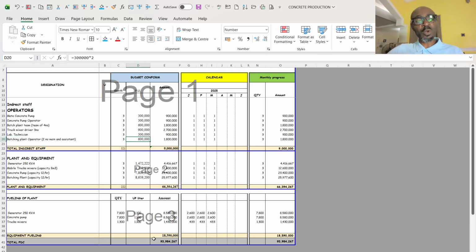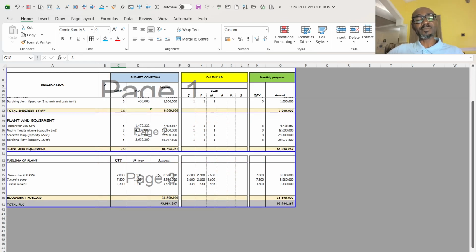So this is the total cost, like I said, the concrete plan is for 3 months. So you see the 3 months, and this is the total fuel consumption. I made provision for a 250 kVA generator dedicated to the batching plant. Then I have the mobile truck, 3 of them, and the capacity of the mobile truck is 8 cubic meter that it can truck per time. Then you have the batching plant of 12 cubic meter per hour.